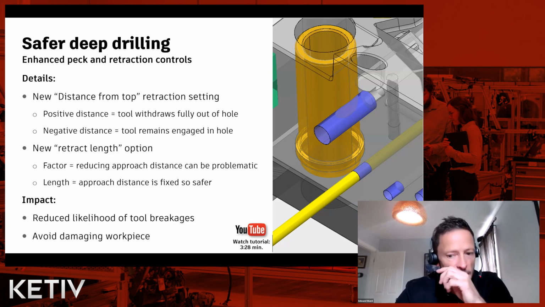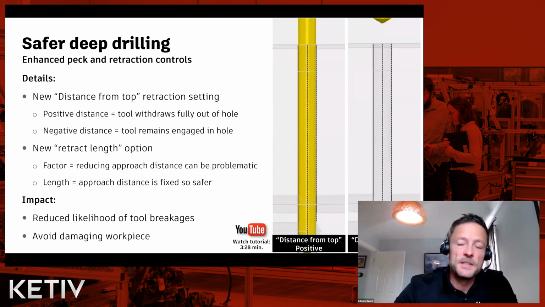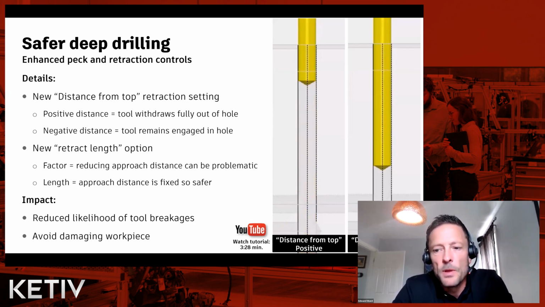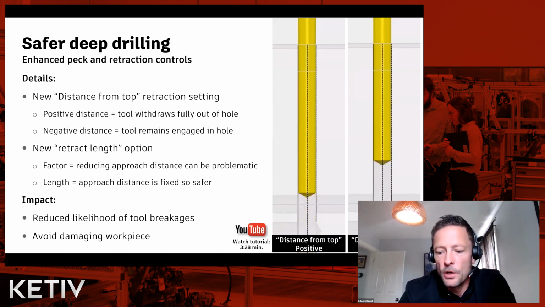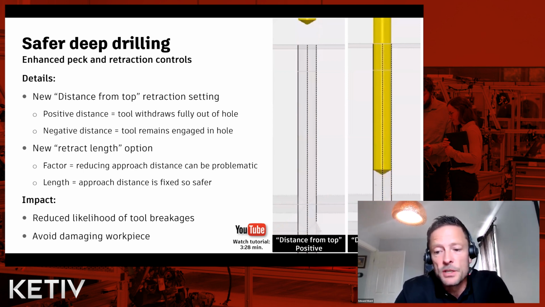So yeah, the graphic there, I'll just quickly go through this, but distance from top. Again, we couldn't really control this effectively before, but now on the right hand side, you've got the one on the left is coming out with a positive number. The one on the right there is a negative number. So again, it's keeping it within the hole, so less likelihood of anything going awry that's going to hinder that tool entering the hole properly.